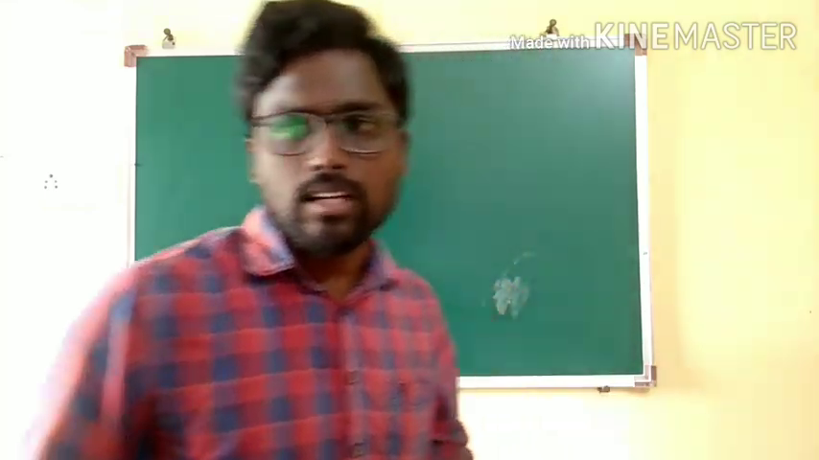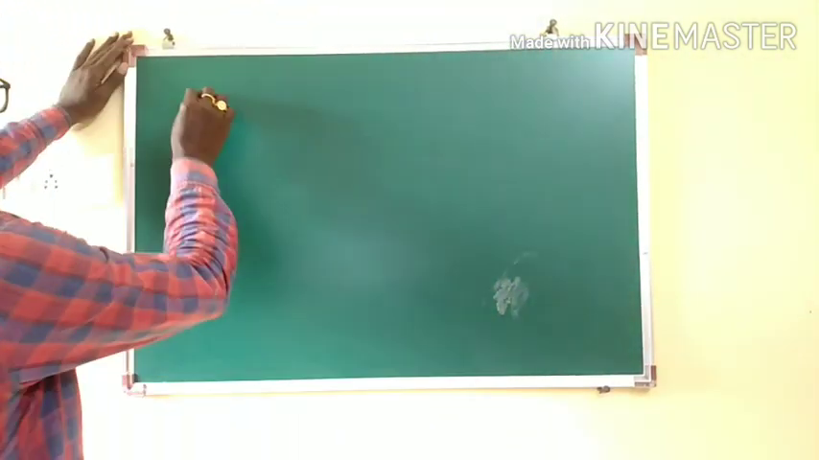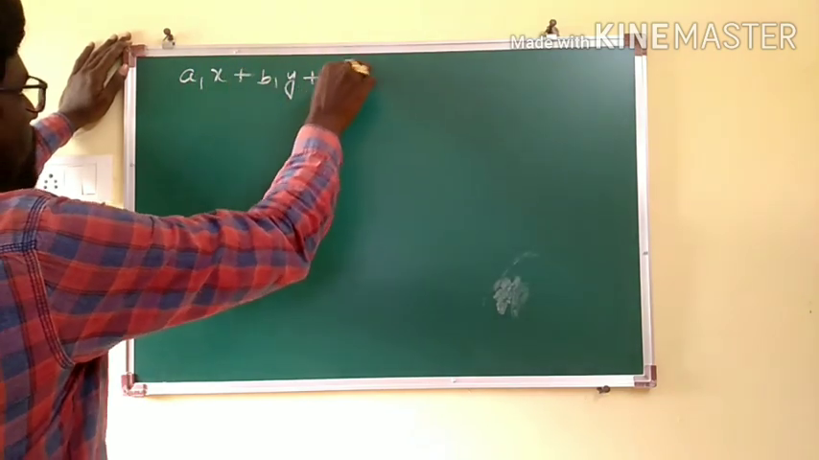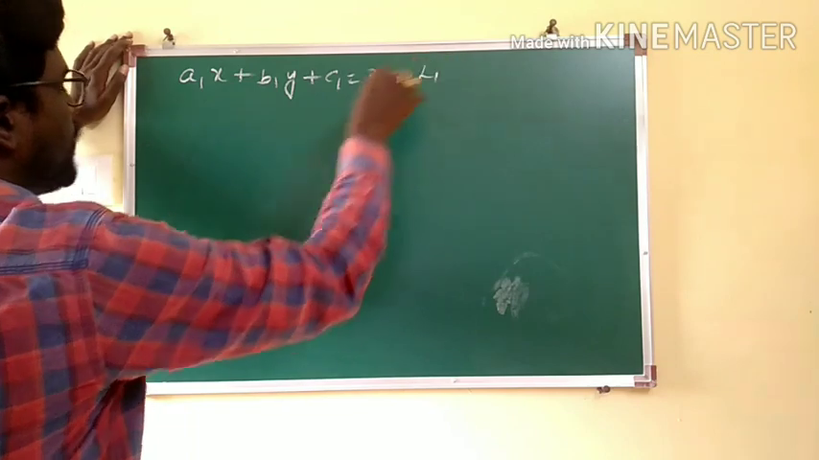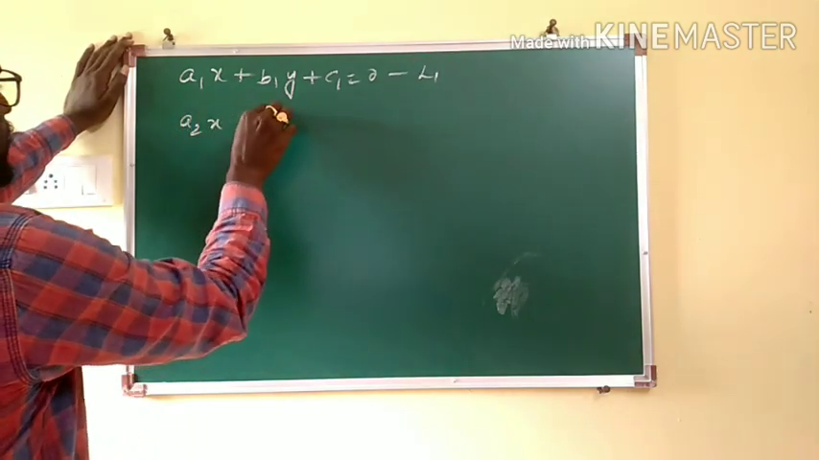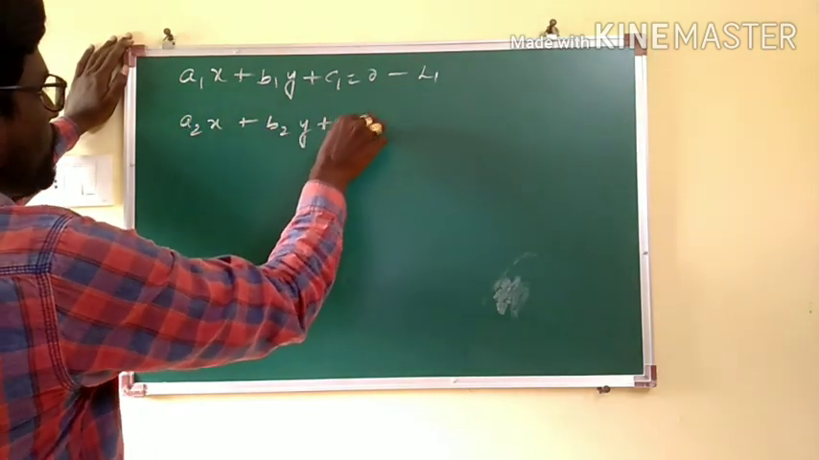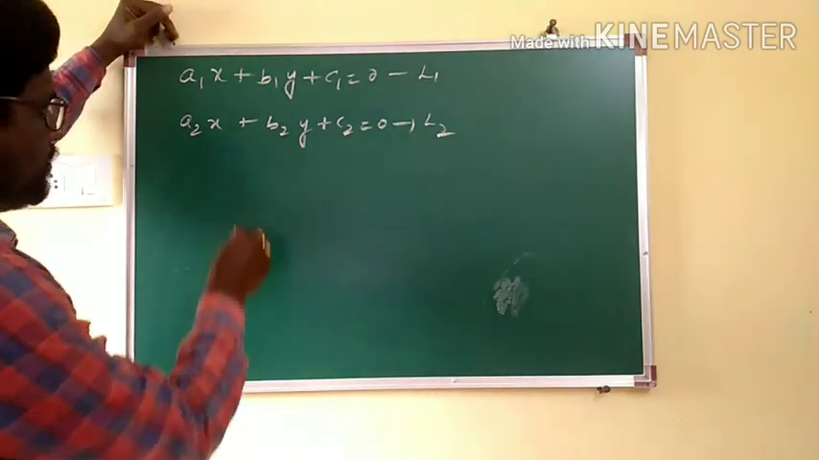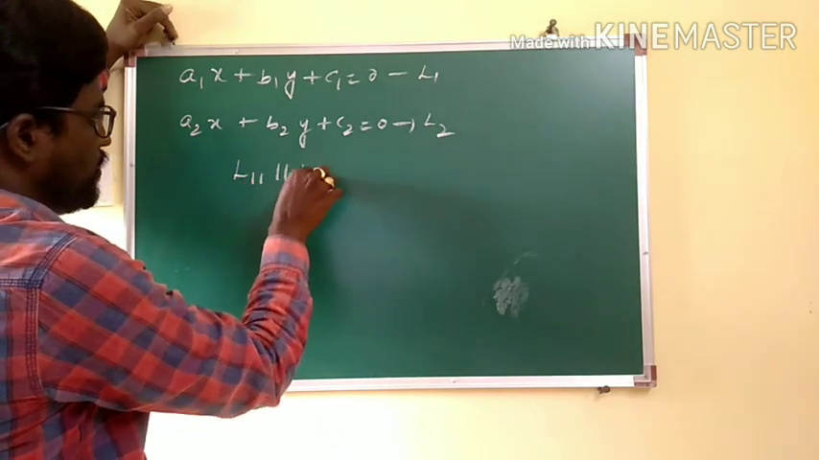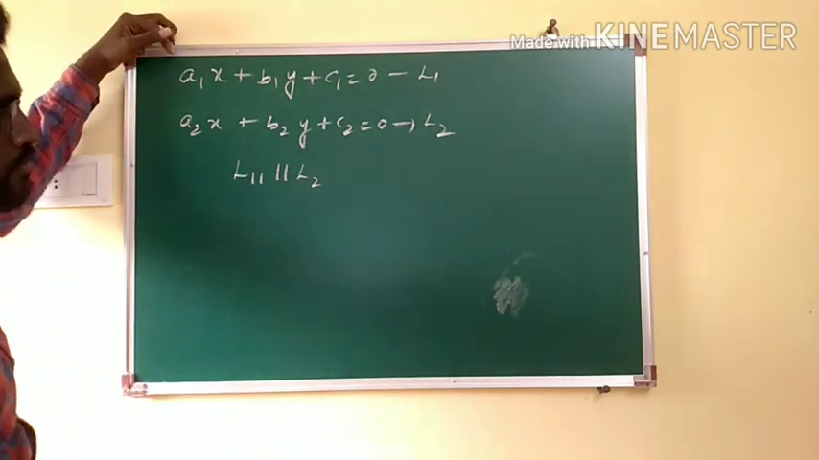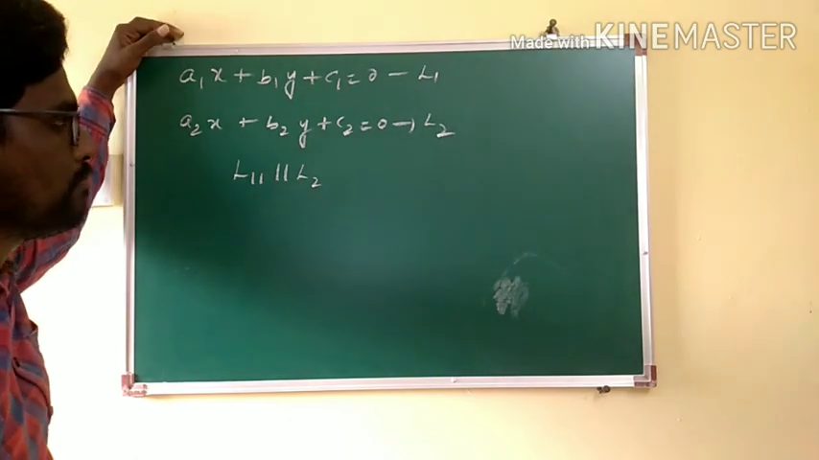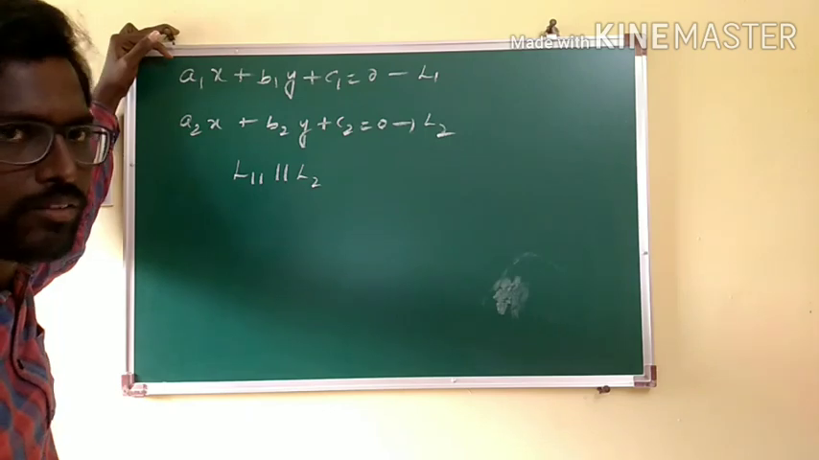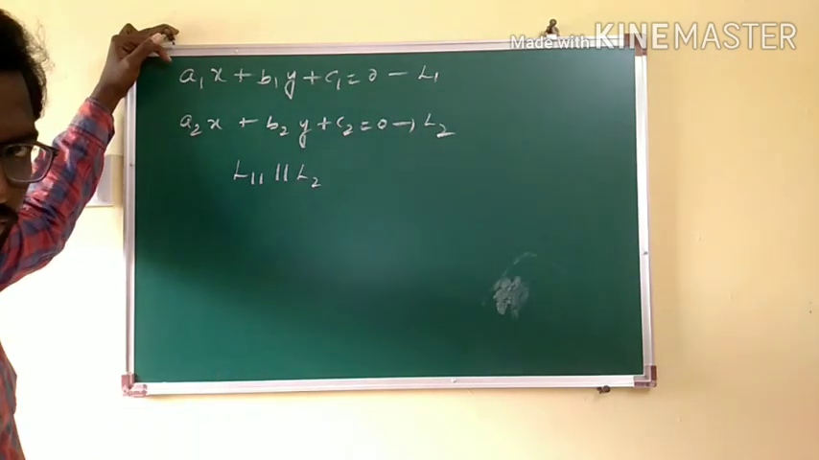Okay, let's see. If you are given two lines, a1x plus b1y plus c1 equal to 0, let's say it is line 1, and a2x plus b2y plus c2 equal to 0, let's say it is line 2. If these two lines are parallel, that means L1 is parallel to L2, then what is the necessary condition? See, generally I have told you that if the lines are parallel, then their slopes are equal. The same condition will go here also.